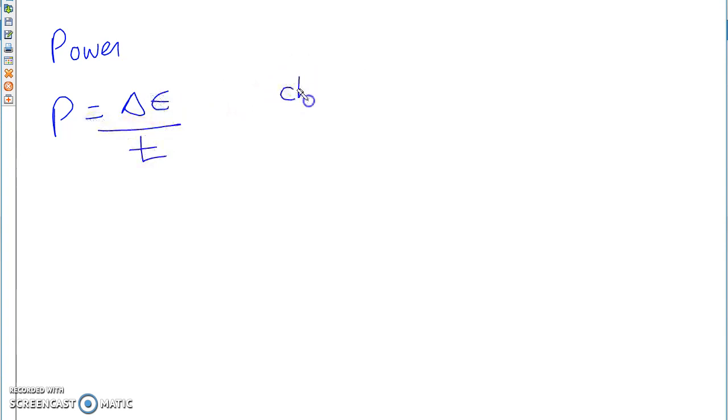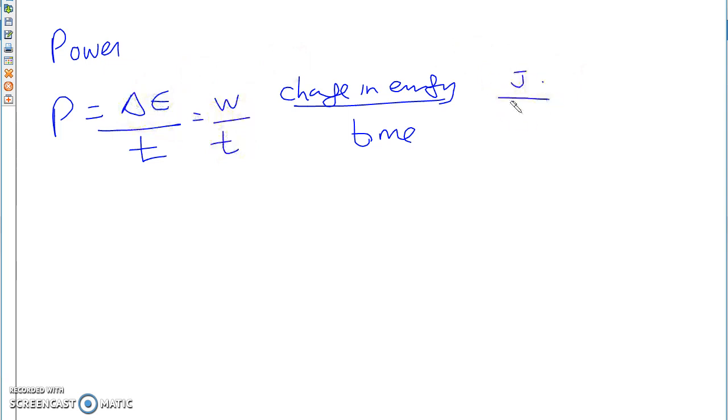The next thing that we're going to take a look at is power. Of course, what is power? Power is change in energy divided by time, or work divided by time. And of course, work is in joules, time is in seconds, which gives you what?